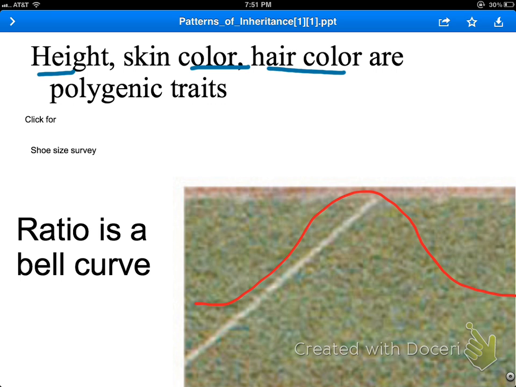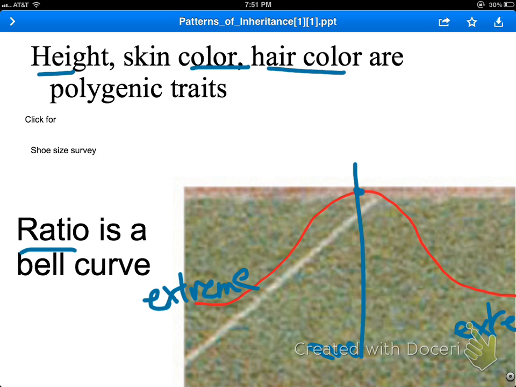For polygenic traits, the distribution ends up being a bell curve, where you have a low extreme down here, another high extreme on the other end, and a high point here, and this is where you could find the average of the trait that you are measuring.